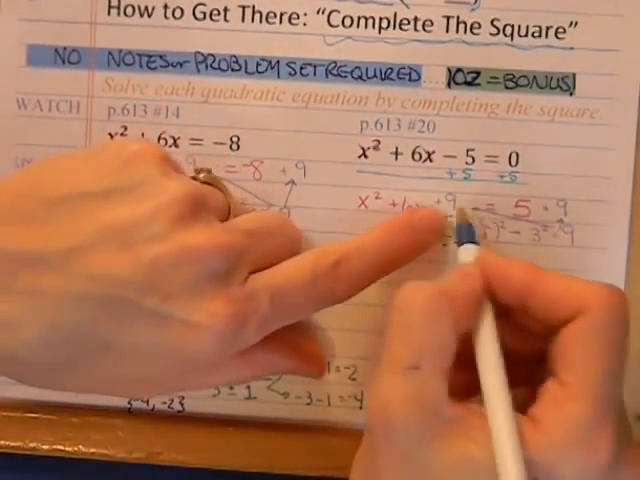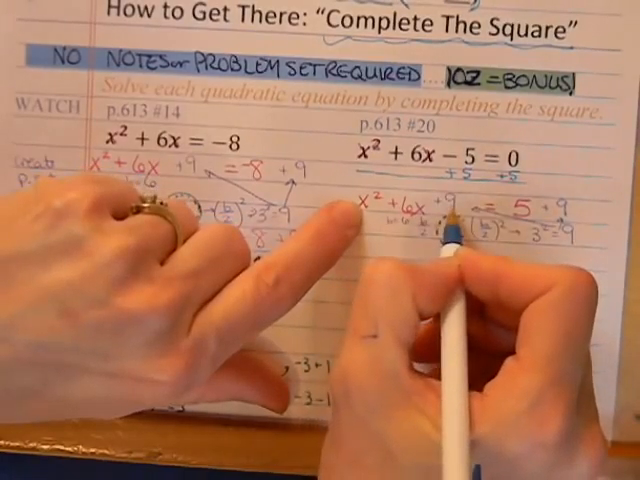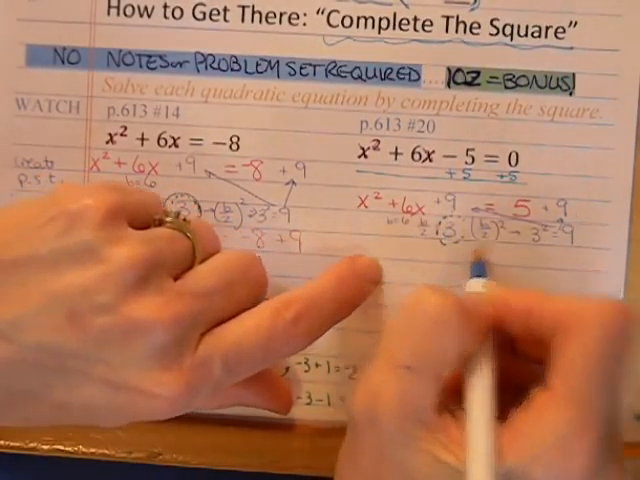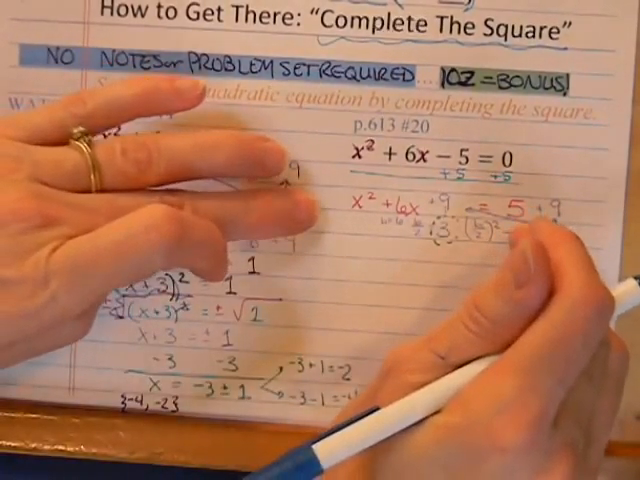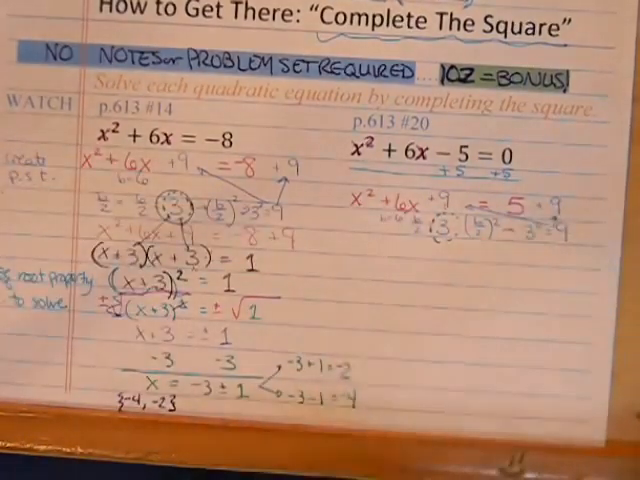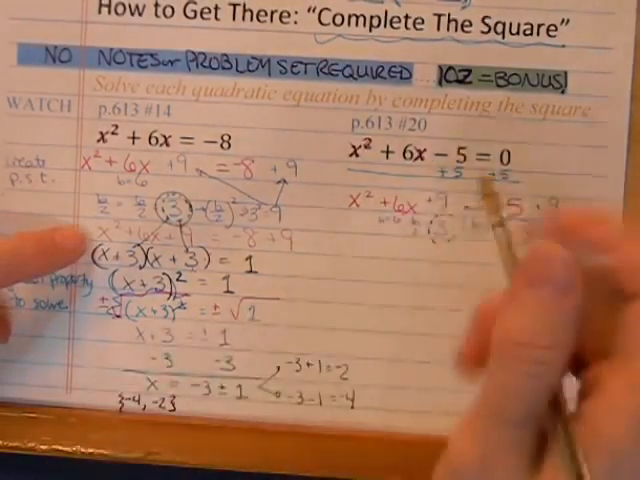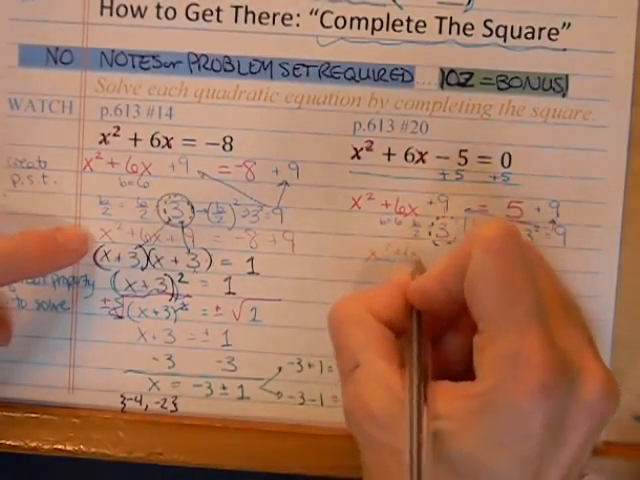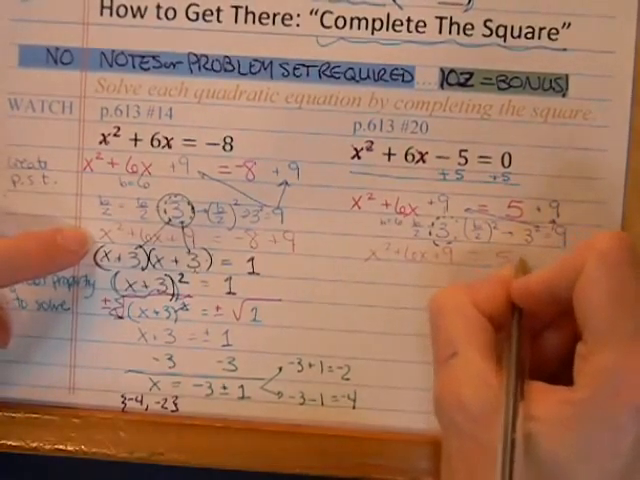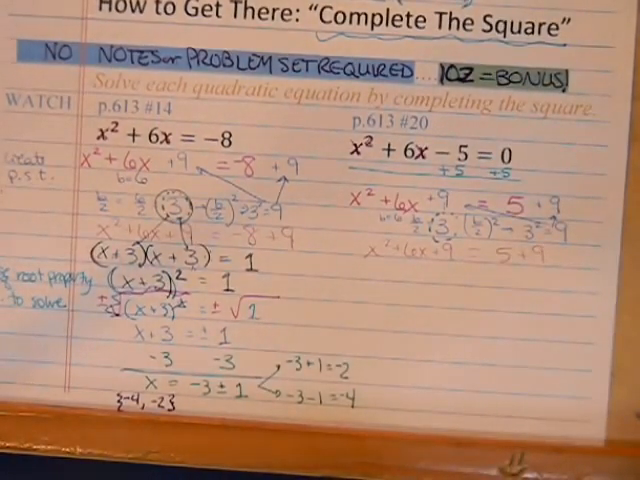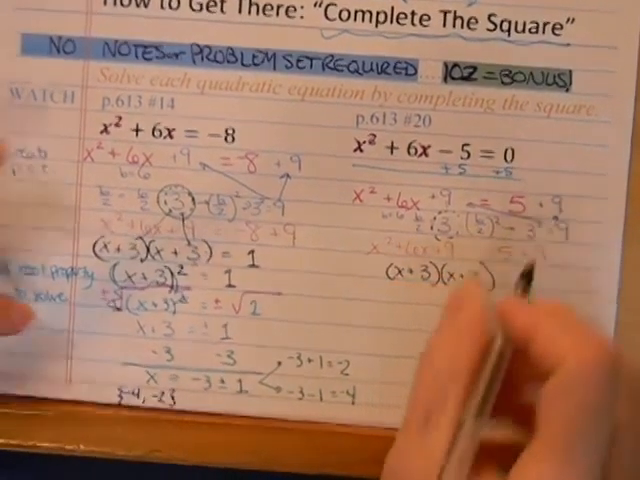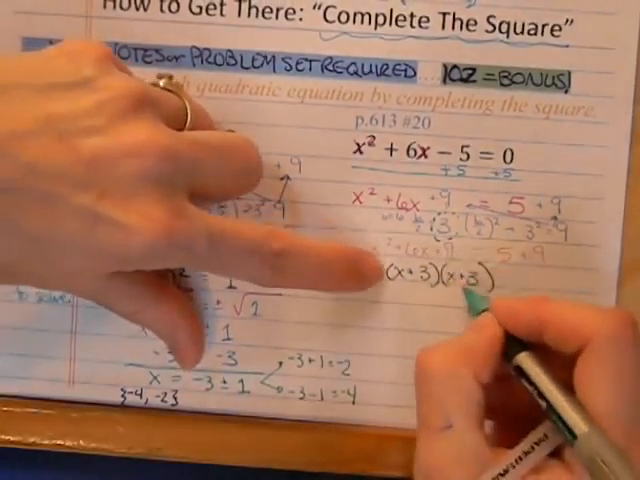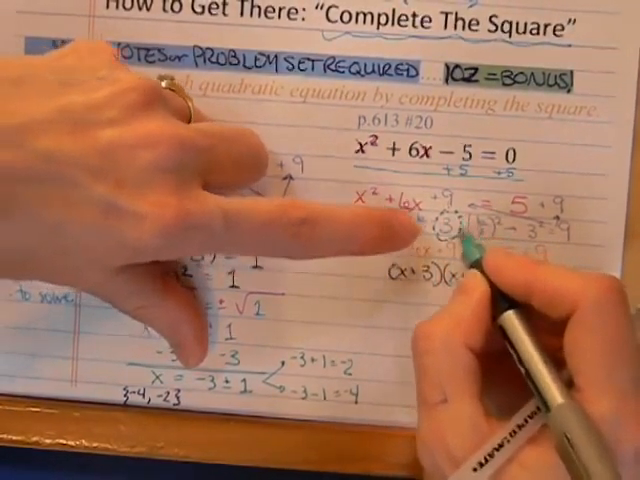We're adding it over here, so we create a perfect square trinomial that can be factored into something times itself. We add it to the other side because we want to keep the equation balanced. We don't want to change the value of the equation, so we do the same thing to both sides. When you do that, you end up with x squared plus 6x plus 9 is equal to 5 plus 9. And that factors, again, into x plus 3 times x plus 3.